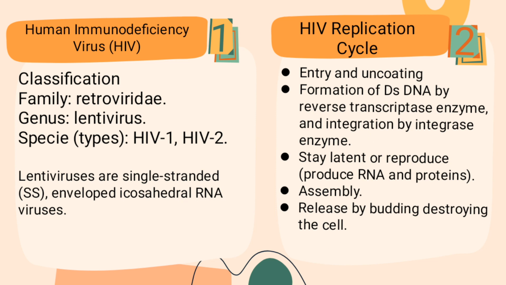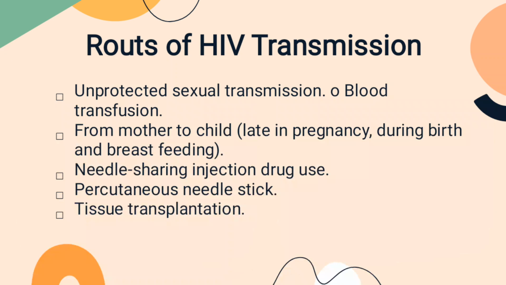For the HIV replication cycle, first is the entry and uncoating. The next one is formation of dsDNA by the reverse transcriptase enzyme and integration by the integrase enzyme. The next one is to stay latent or reproduce by producing the RNA and proteins. The next is assembly, and the last one is release by budding, destroying the cell.